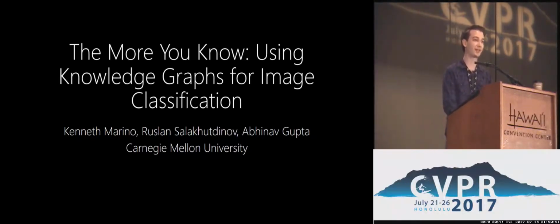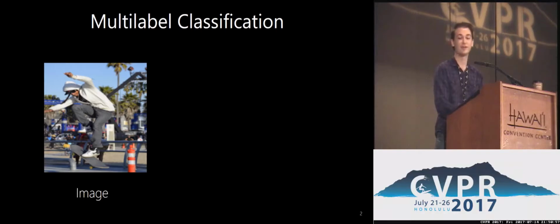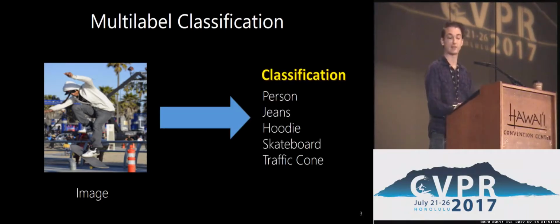I'm a PhD student at Carnegie Mellon University, and today I'll be talking about our work in incorporating knowledge into computer vision. So the task we're interested in is multi-label classification. Given an image, we want to classify every object and attribute. In this example, we want to classify person, jeans, hoodie, etc.